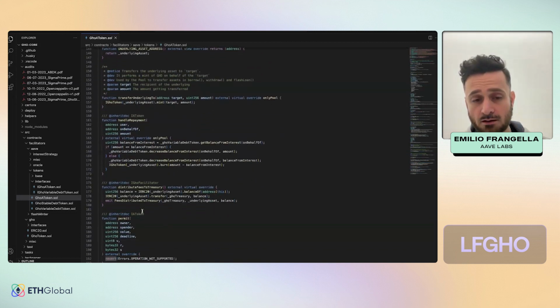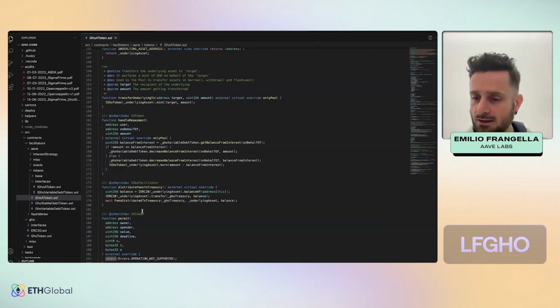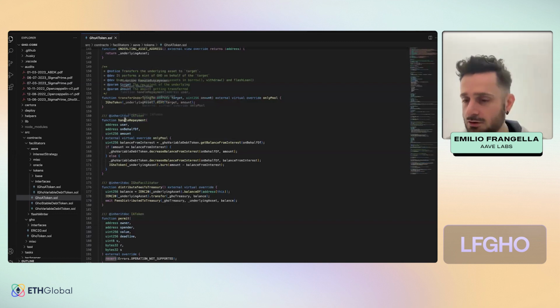There is one interesting thing, which is the handle repayment function. This particular function is called within the Aave protocol every time someone repays debt, which is still the case within Go. So if someone repays Go debt, this function is still called.